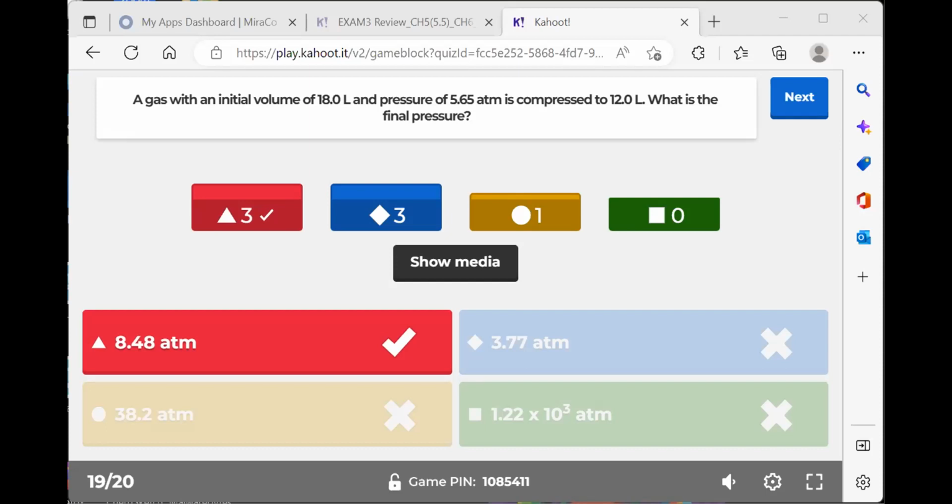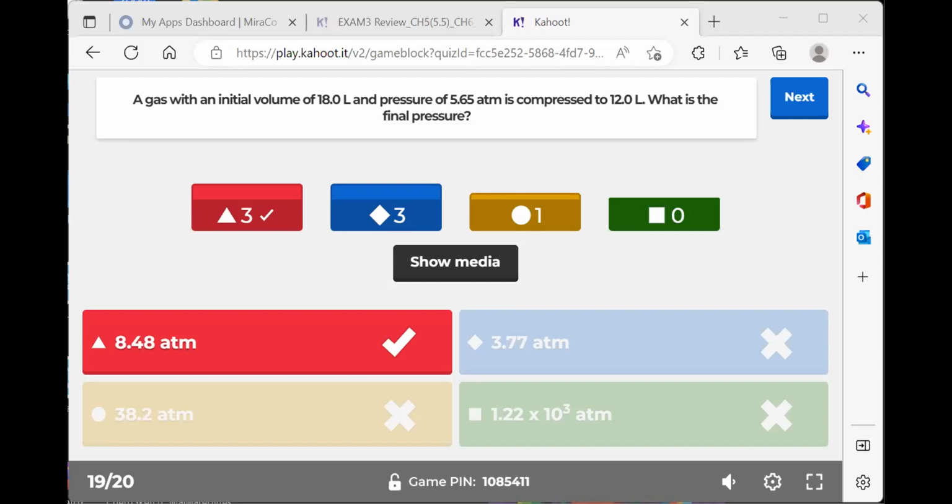So taking into account that we have Boyle's law, we need to remember that the equation is P1 times V1 equals P2 times V2. Since we have to calculate the final pressure, what we need to do is multiply 18.0 times 5.65 and divide by 12. Another thing that we need to keep in mind is that there was one answer that should not be the answer that we select, right?